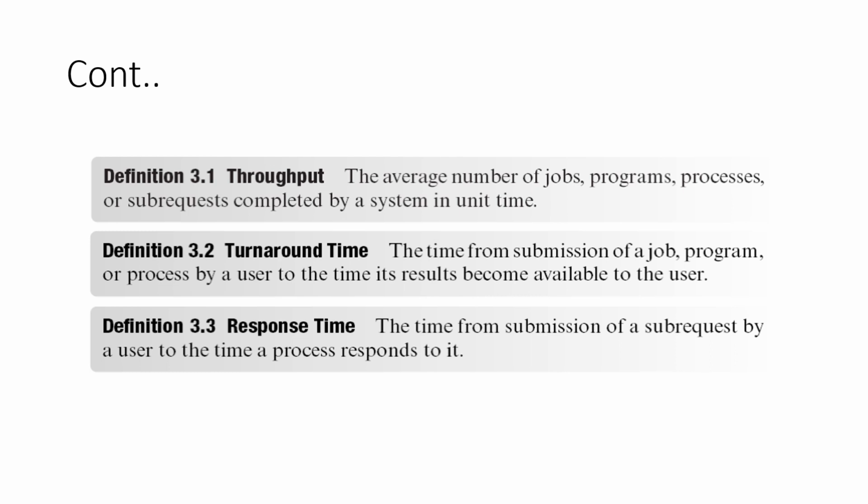For example, the job is submitted at time T0, and the result is available at time T5. So the time taken between T0 and T5 is nothing but the turnaround time. The turnaround time is the time from submission of a job, program or process by the user to the time its results are available to the user. That is called turnaround time.